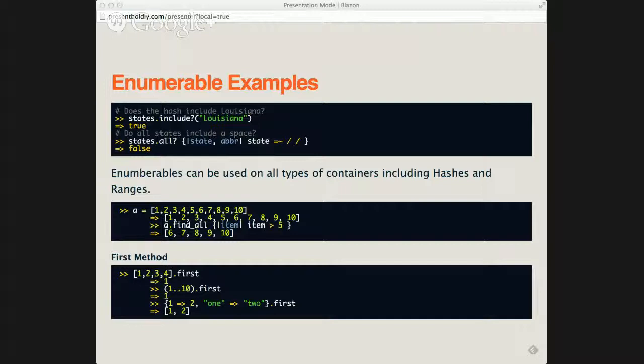Also, I don't have the array of states, but take my word for it that there's an example in the book. They show the include method, checking to see if Louisiana's in that states collection. It comes back true, and it even matches for abbreviations, and it's using a little bit of regex, which we will get into in the next chapter.